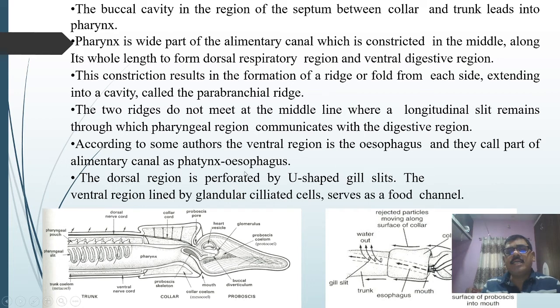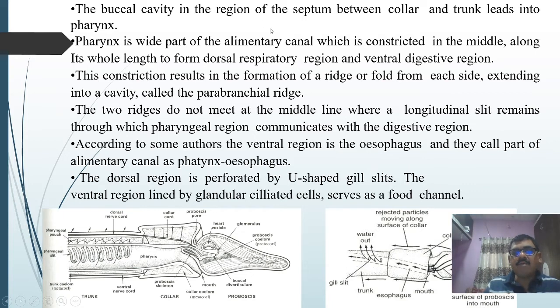Then the buccal cavity, in the region of the septum between the collar and the trunk. This is the collar and this is the trunk. From where this constriction is there, from that portion there is the start of the trunk part and the end of the collar region. So the buccal cavity in the region of the septum between collar and trunk leads into the neck structure, and that we call the pharynx.